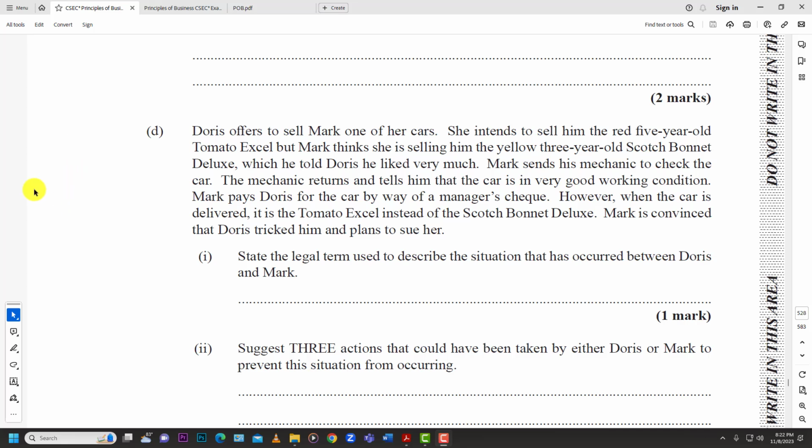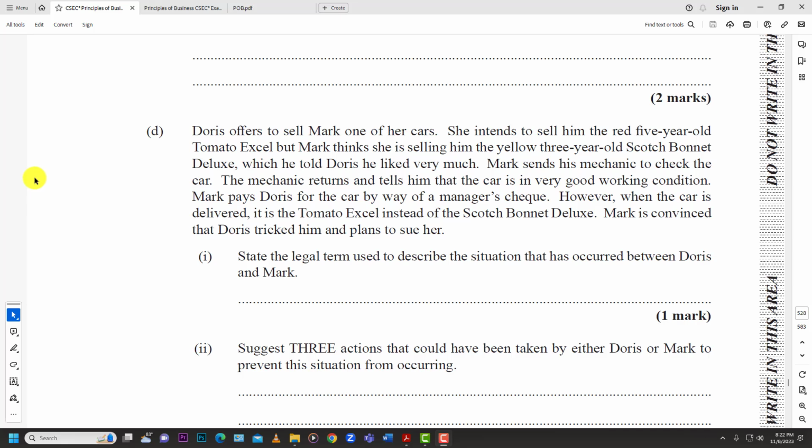She intends to sell him the red 5-year-old Tomato XL, but Mark thinks she is selling him the yellow 3-year-old Scotch Bonnet Deluxe, which he told Doris he liked very much. Mark sent his mechanic to check out the car. The mechanic returns and tells him that the car is in very good working condition.